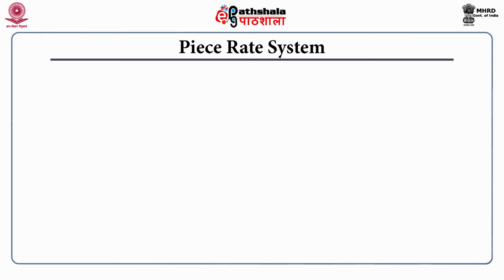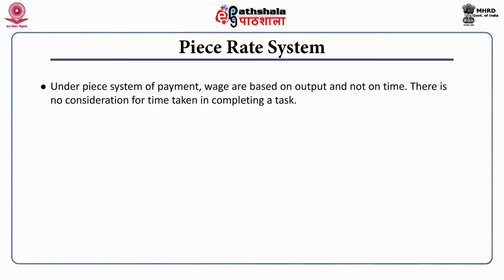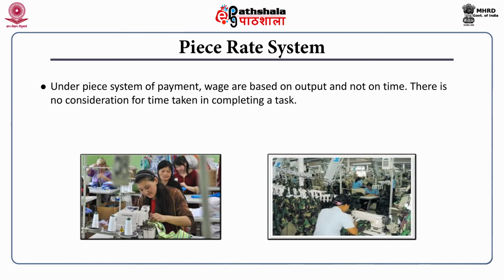Piece rate system. Under the piece rate system of payment, wages are based on output and not on time. There is no consideration for time taken in completing a task. A fixed rate is paid for each unit produced, job completed and operation performed. Workers are not guaranteed minimum wages under this system of wage payment.